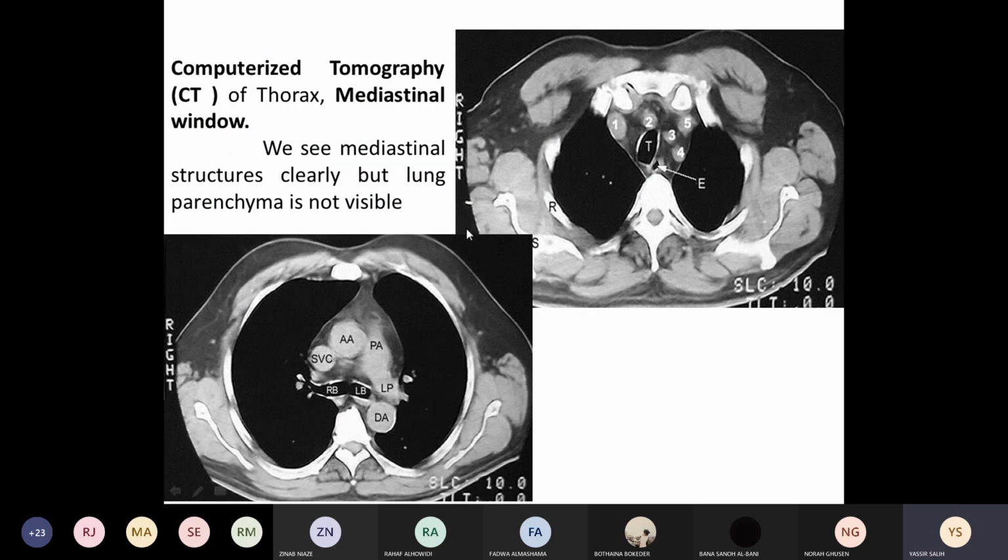Now we are going to demonstrate some CT. أول شيء لازم كيف تعرف إنه this is CT.